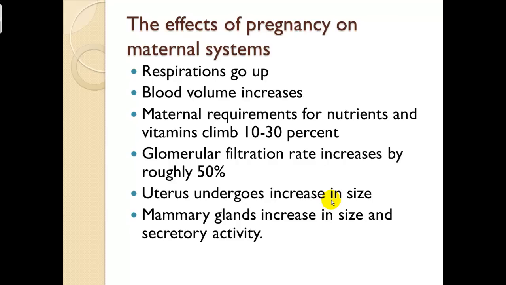Maternal requirements for nutrients and vitamins climb about 10 to 30%. Glomerular filtration rate increases by roughly 50%. The uterus undergoes an increase in size, and the mammary glands increase in size and secretory activity. So they're going to become prepared to deliver colostrum or mother's milk to the baby.